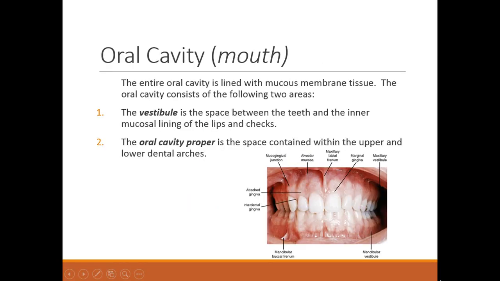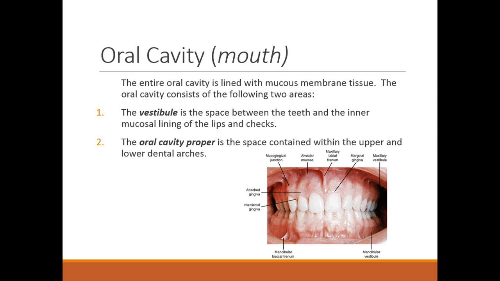Basic oral anatomy. The oral cavity is also known as the mouth. The entire oral cavity is lined with mucous membrane tissue. The oral cavity consists of the following two areas. The vestibule is the space between the teeth and the inner mucosal lining of the lips and cheeks. The oral cavity proper is the space contained within the upper and the lower dental arches.